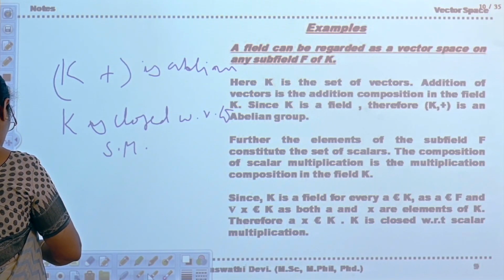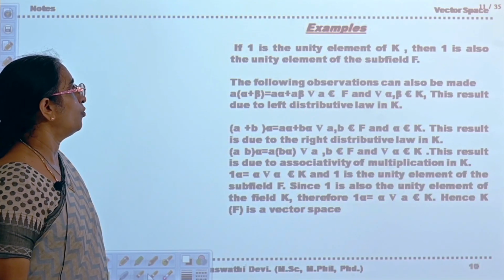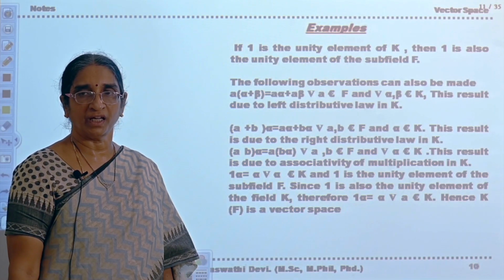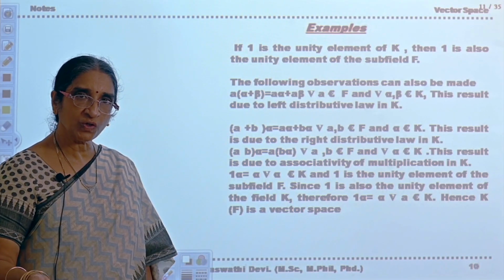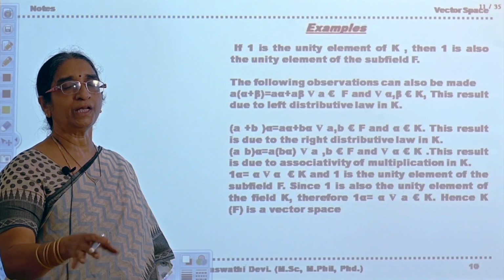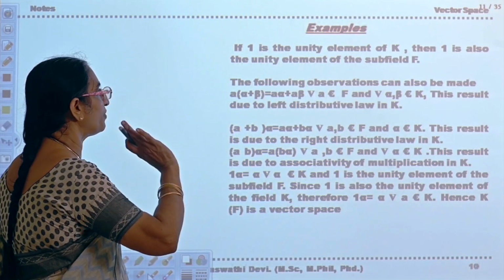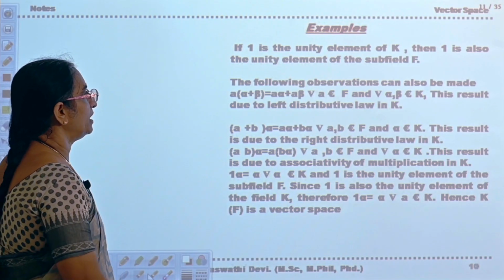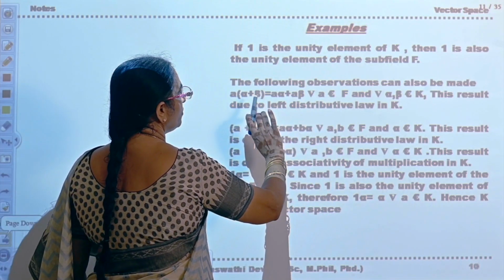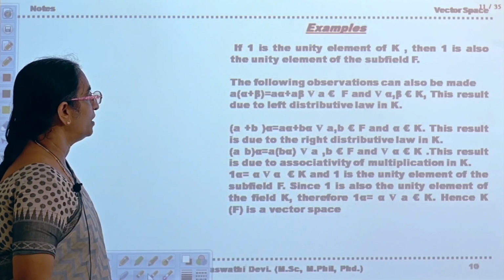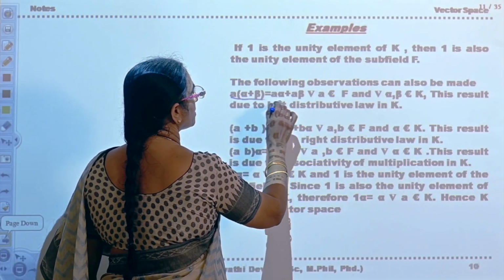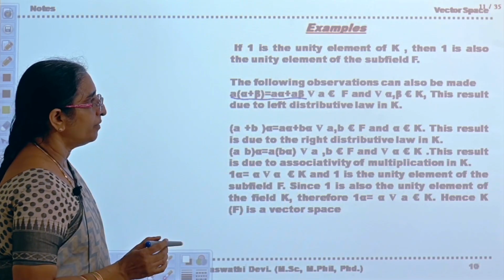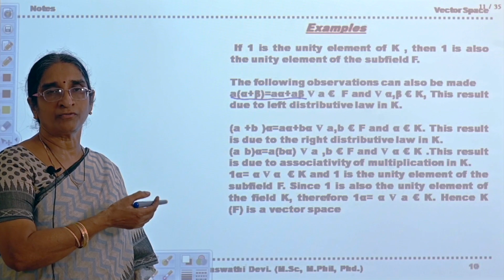Now see the third set of properties, how they are. 1 is the unity element of K, therefore 1 belongs to K, and F being the subfield, 1 will be the unity element of F also. Now take a belongs to F, alpha, beta belongs to K. a into (alpha plus beta) is equal to a alpha plus a beta by the distributive law of the field.